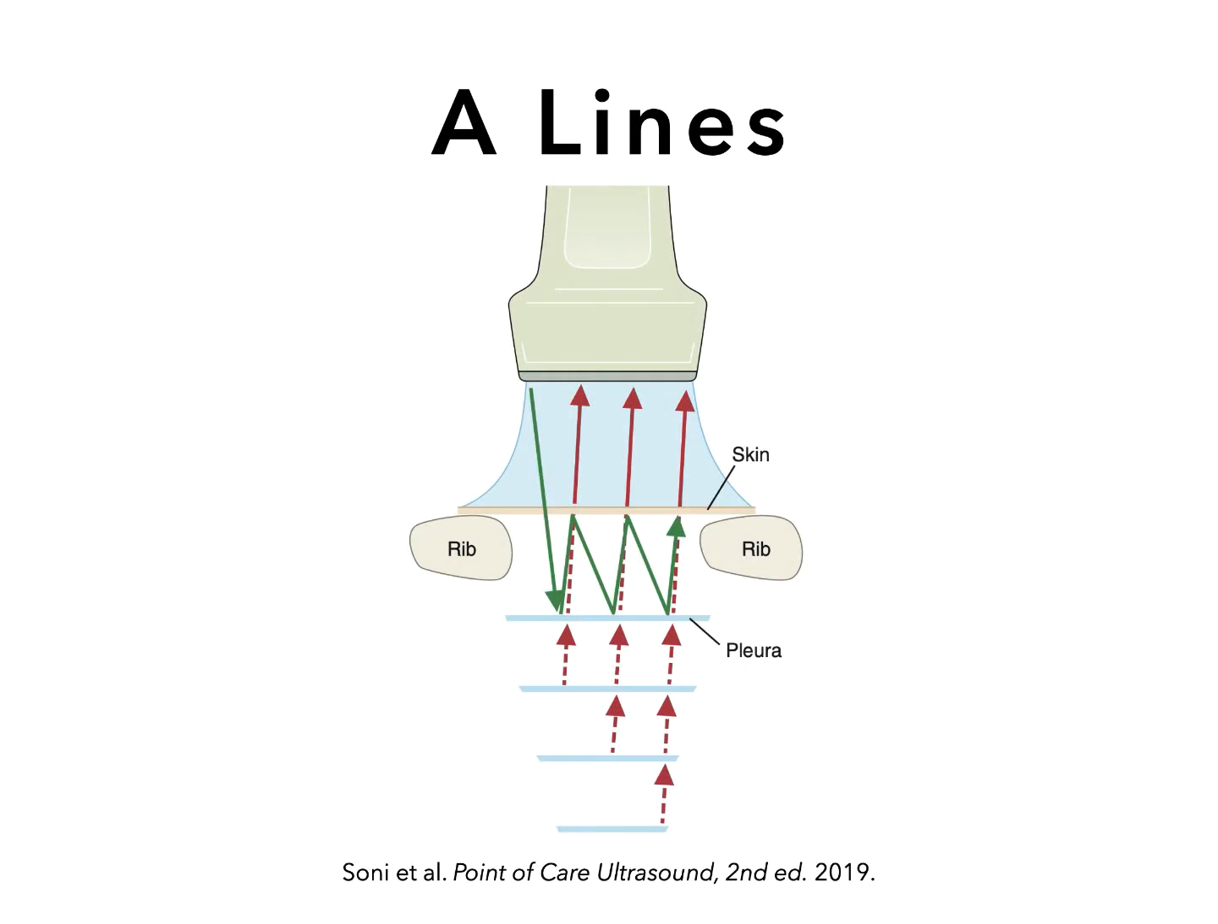A-lines are a reverberation artifact. They develop because the pleural line is a strong reflector of ultrasound waves. As a result, the ultrasound wave is reflected back to the skin, then reflected back into the chest, then reflected back off the pleural line to the skin, and so on and so forth. The ultrasound machine interprets time as distance, so the subsequent reflections are interpreted as coming from deeper and deeper in the tissue, so this is why the horizontal line repeats downwards on the screen.